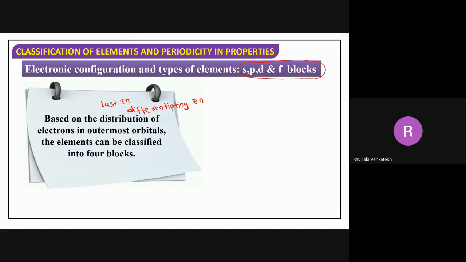What is an f block element? The last electron is entering the n-2 f orbital. These are also inner shell elements. So let me go through each and everything now.